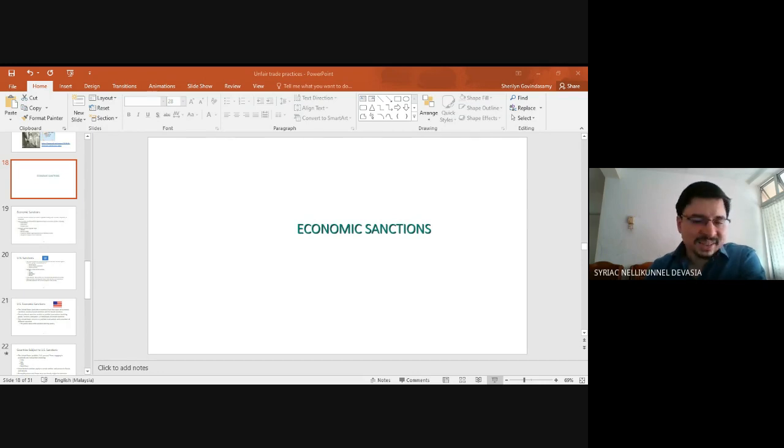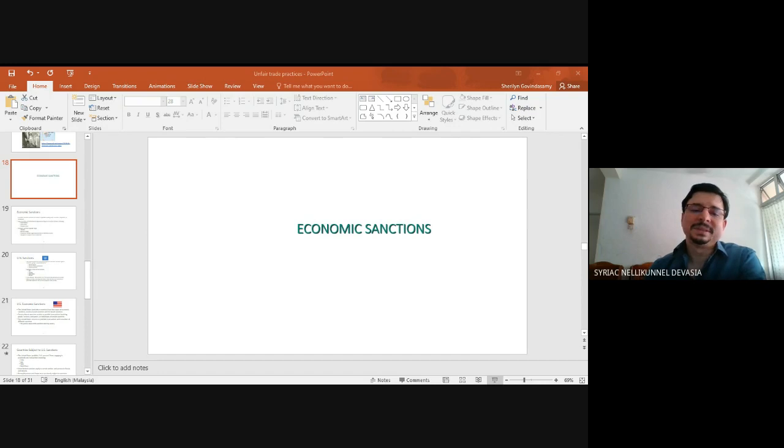There are no financial transactions. That means you cannot send money to Iran or to Cuba from any country. Especially, for example, from Malaysia, you cannot send. Legally, you cannot send money from here to Iran because that is banned. So any kind of transaction shouldn't be there.